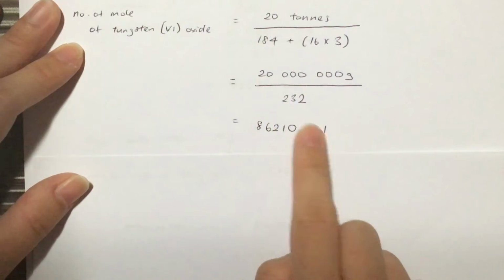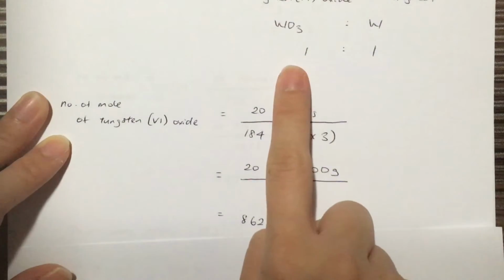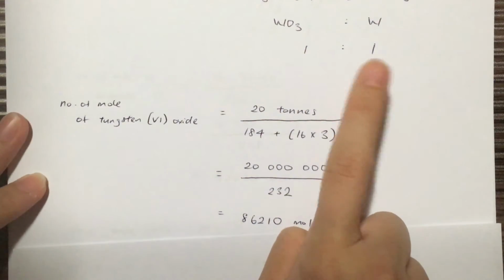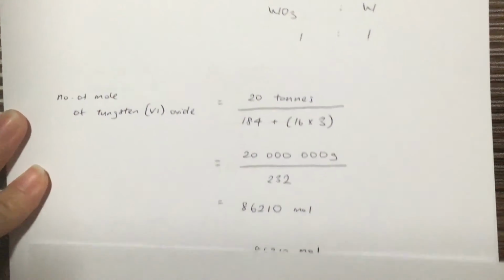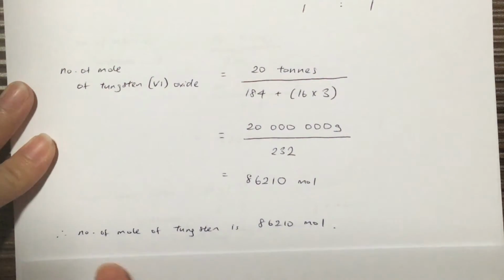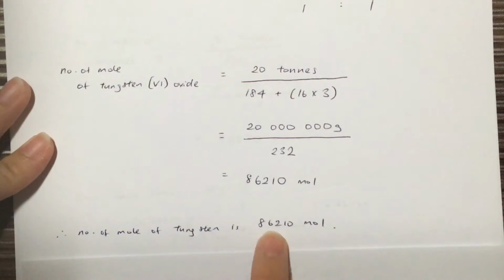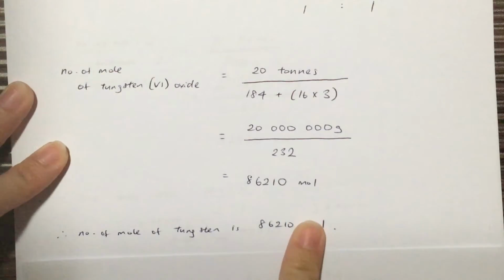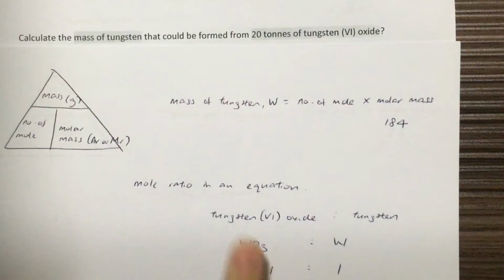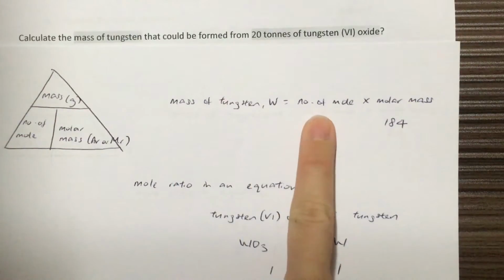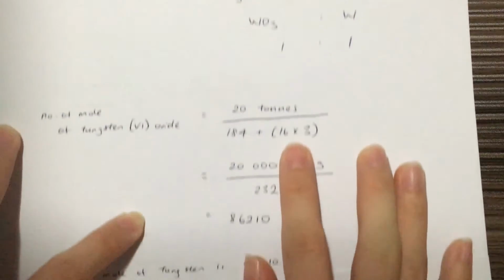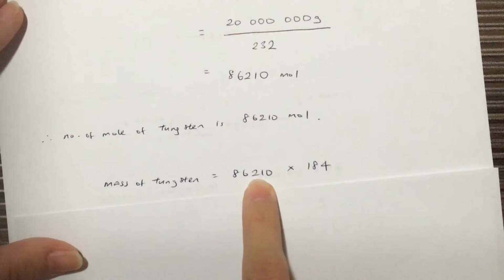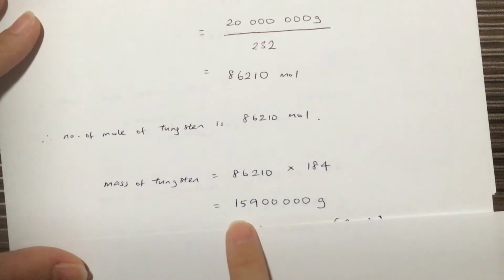So now we have the number of moles of tungsten oxide. Since the ratio is 1:1, that means that the number of moles of tungsten will be exactly the same. So number of moles of tungsten is 86210 moles as well. So once we have this, we can put this number into our very beginning, where we talk about the mass of tungsten equals number of moles times molar mass. And thus, mass of tungsten equals number of moles times molar mass, which will give us this number.